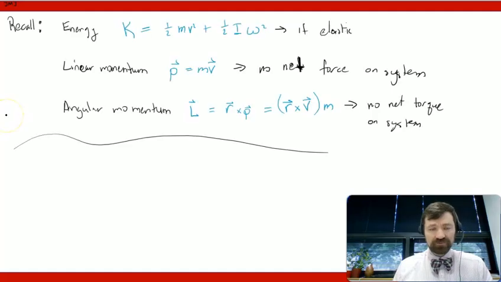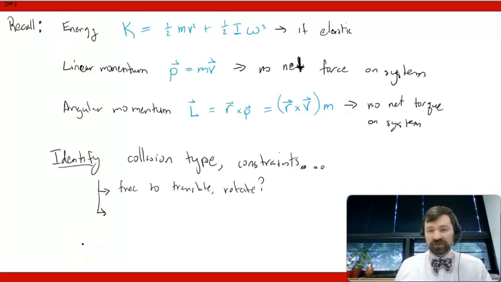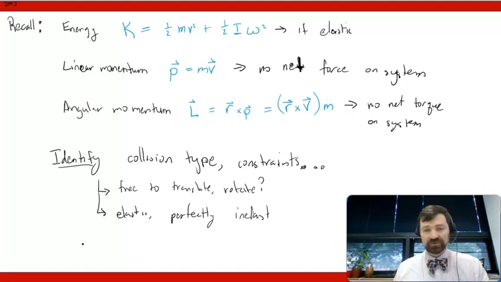All right, so for the example that we want to do today, the other part is that we should identify what kind of collision. That means we are looking at what kind of constraints we have on the system. Are both objects free to move? Are they both free to translate? Are they both free to rotate? So that helps figure out the collision type. Do we know whether it's elastic or not? Elastic, perfectly inelastic, etc. is another important constraint to consider.